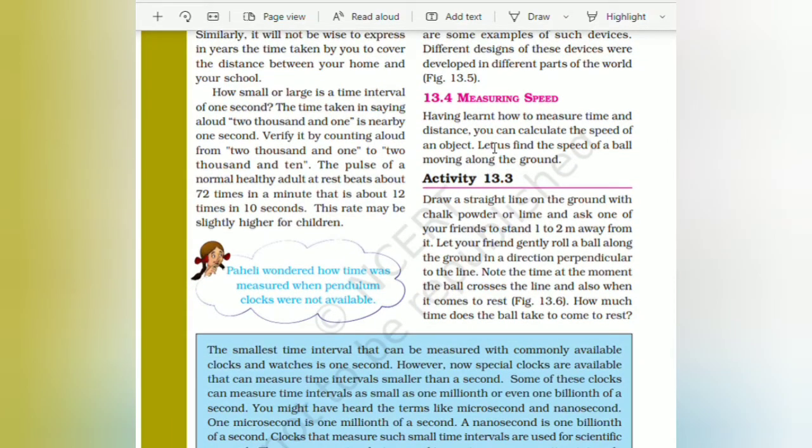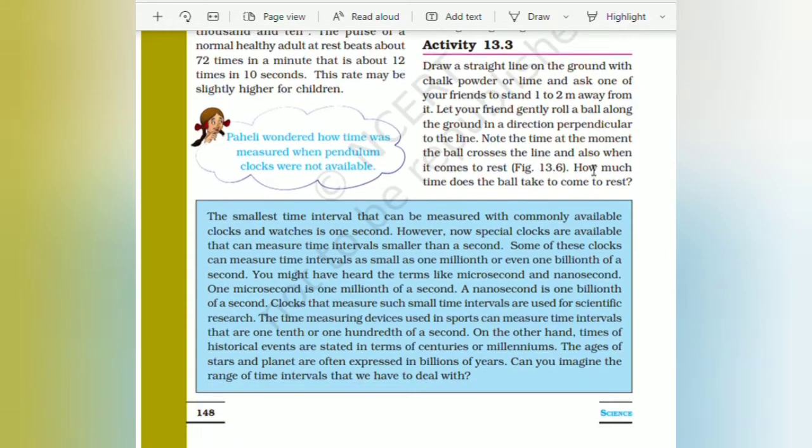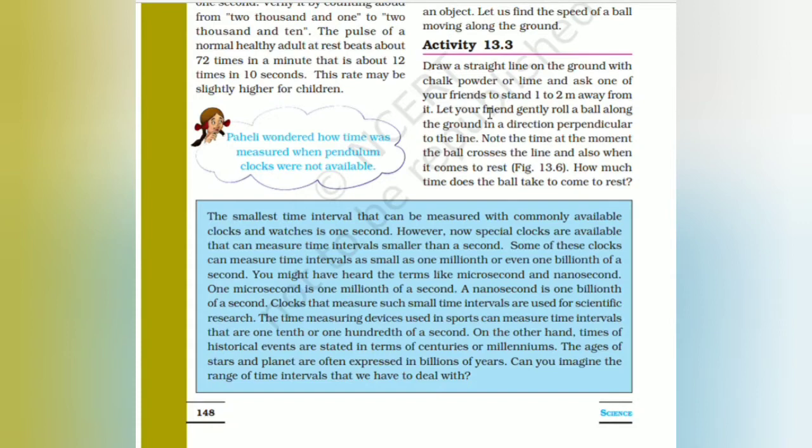Measuring speed. Having learned how to measure time and distance, we are also able to calculate the speed of a ball. Draw a straight line on the ground with chalk powder or lime and ask your friend to stand 1 or 2 meters away from it. Let your friend gently roll a ball along the ground in a direction perpendicular to the line. Note the time at the moment the ball crosses the line and also when it comes to rest.